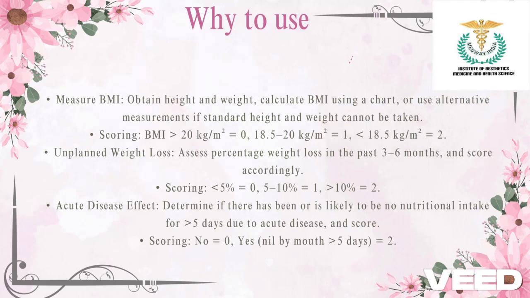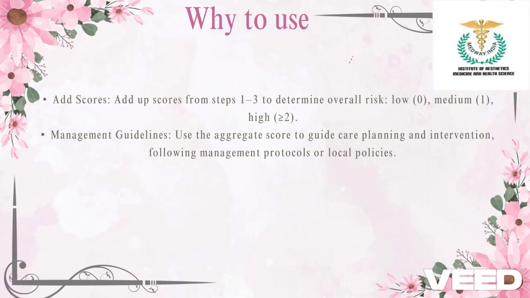Unplanned weight loss, like all of a sudden they are losing weight over 3 to 6 months with no reason. So we have to go with the scoring as well. Okay, so that is very important. And acute disease effect. So short-term disease effect, how long it is, like maybe lesser than 5 days or something like that. It's not that much, it's not going to be dangerous. So based on that, the score is all about adding up the scores 1 to 3, determining overall risk factors and all this, and management guidelines have to be taken care of.